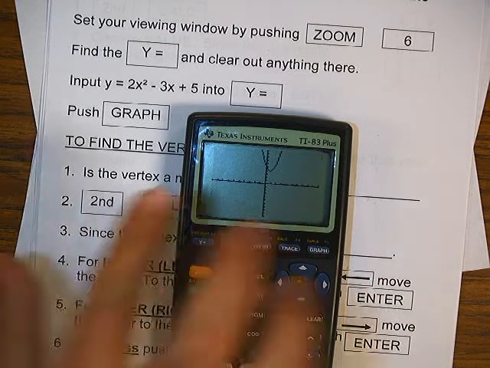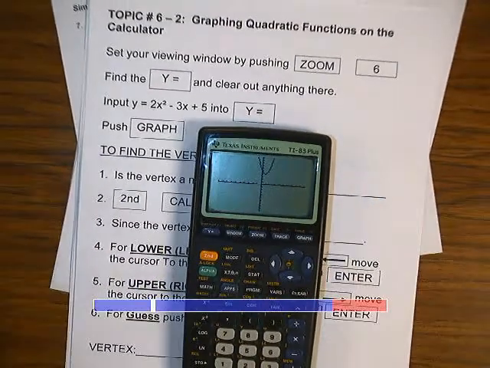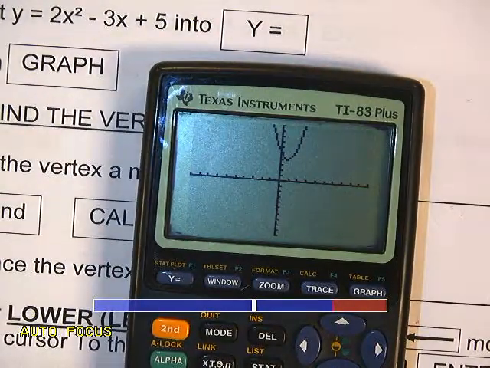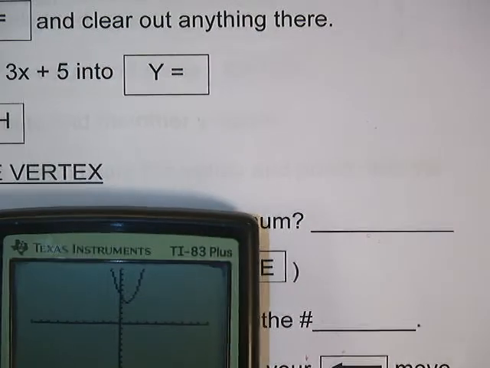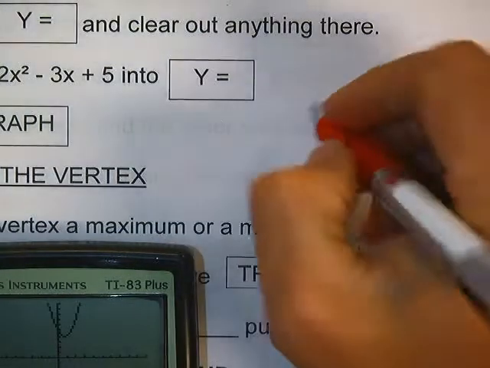Okay, now, there's our parabola. Zoom in just a little bit. Oops, wrong way. There's our parabola. Now, to find the vertex on the calculator, you need to know two different things. And go ahead and write this on your paper somewhere.